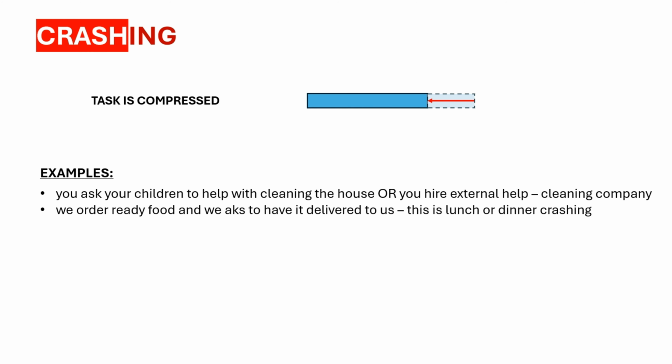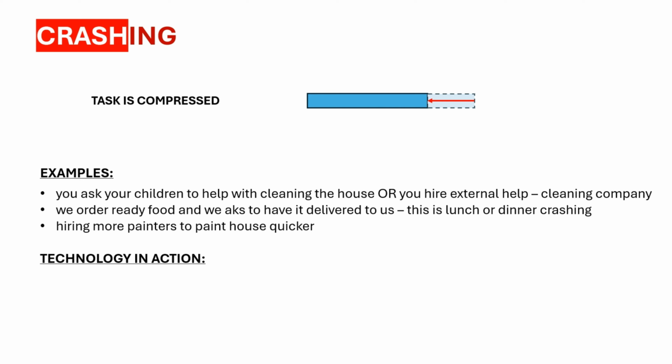Next example, which we do very often: we order ready food and ask to have it delivered to us. This is lunch or dinner crashing. Hiring more painters to paint a house quicker. Yes, if you are doing some renovation, you can do it yourself, you can hire one painter, but you can hire two or three or five of them and they will do it much quicker, but it would potentially be a more expensive option.